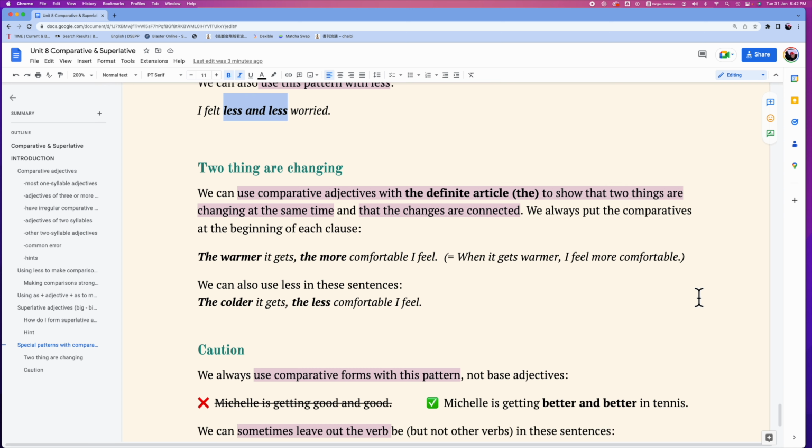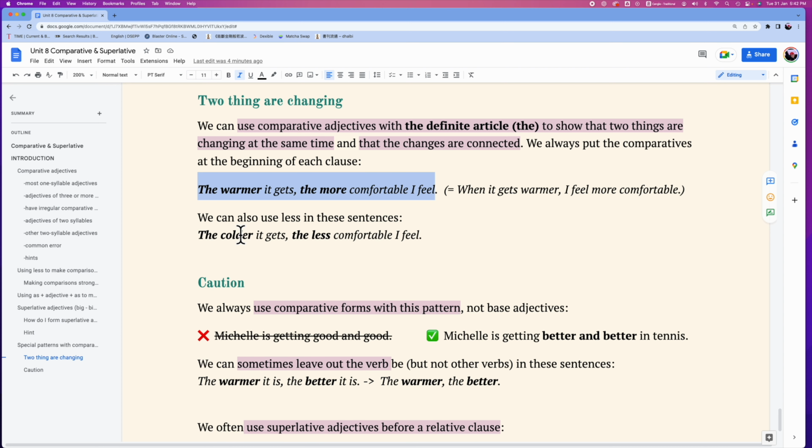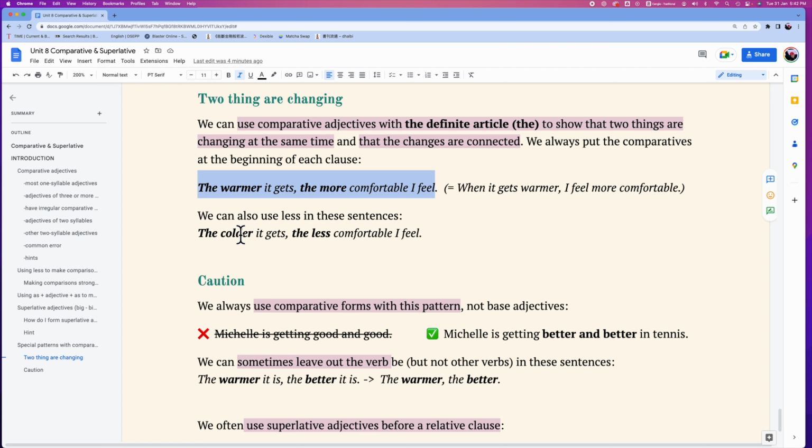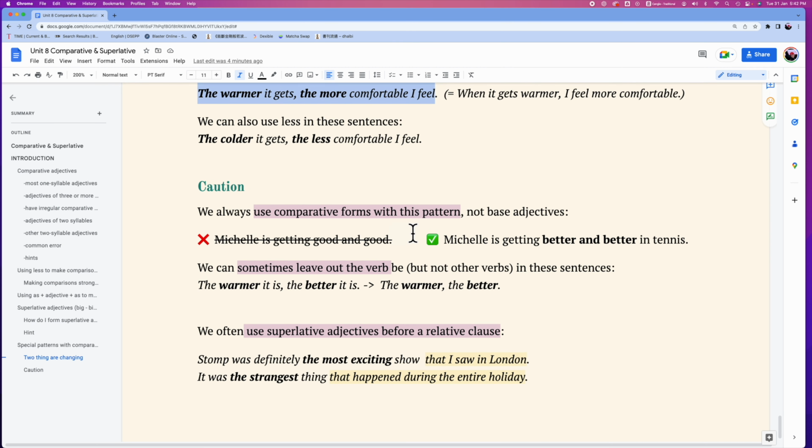When two things are changing at the same time, we can use comparative adjectives with the definite article, the, to show the connection, such as, the warmer it gets, the more comfortable I feel. In these sentences, it is important to use comparative forms and not base adjectives. We also have to be cautious about special patterns with comparatives and superlatives, as it involves repeating a comparative adjective to show a change over time.